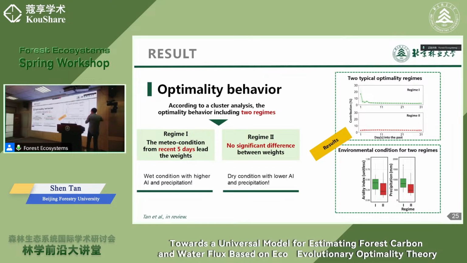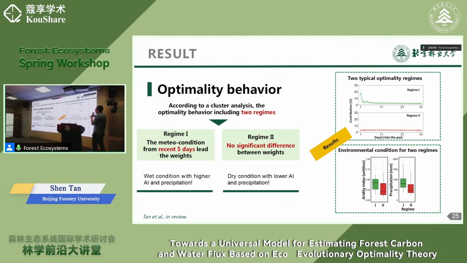And some of the sites belong to regime 2. And we can see there is no significant difference between the optimality weights of the past 30 days. And we can see the ecosystem from regime 1 has a stronger optimality capacity to recent climate environmental conditions, and the ecosystem belonging to regime 2 has a weaker optimality capacity to recent climate conditions.